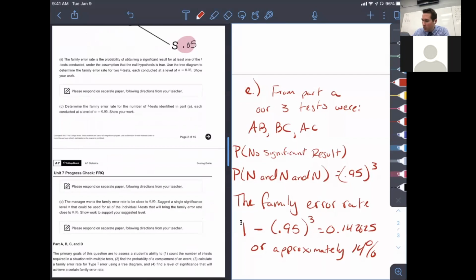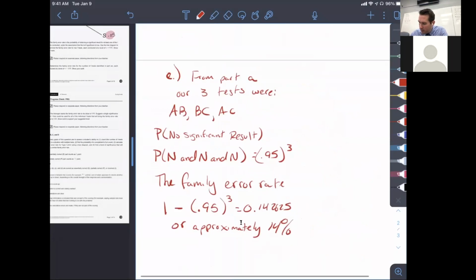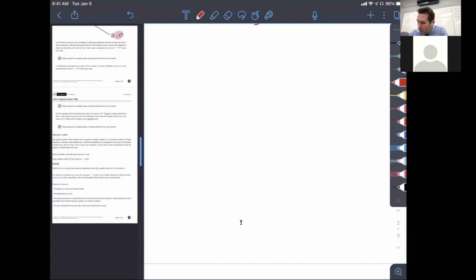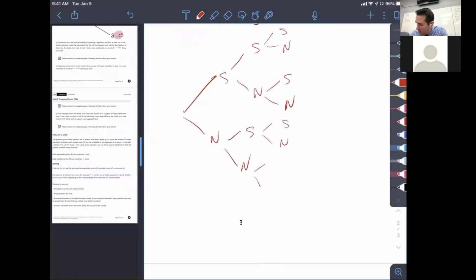If you wanted to, you could also build a tree diagram, just like you had in part B. So the first one would be S or N, and then the next one would be S or N, and then the next one would be S or N, and we'll do the same, S, N, S, N, S, N. And each one of those, you can see, if I want to find the error rate, that's saying some success rate. So it's far easier to just calculate n and n and n and do 1 minus that.